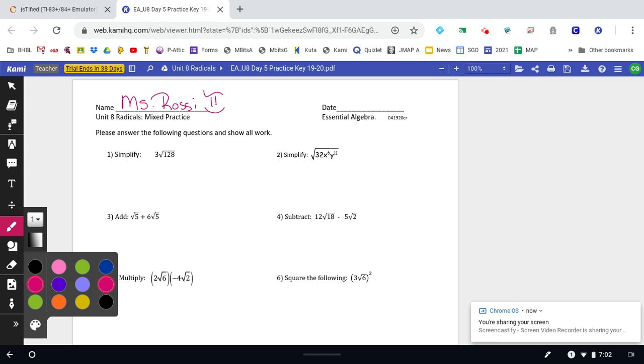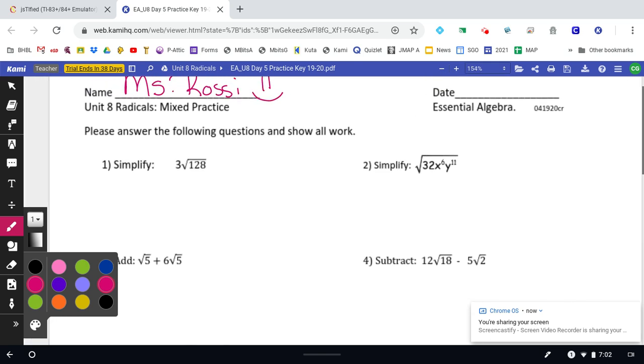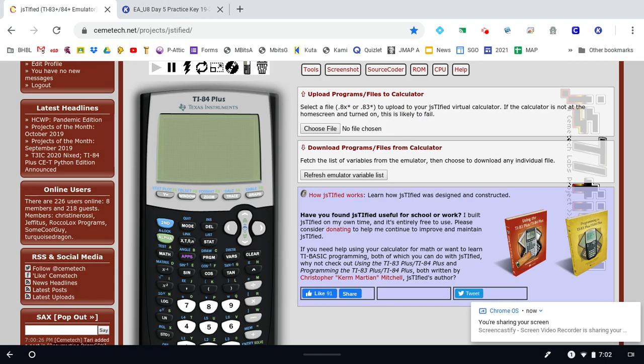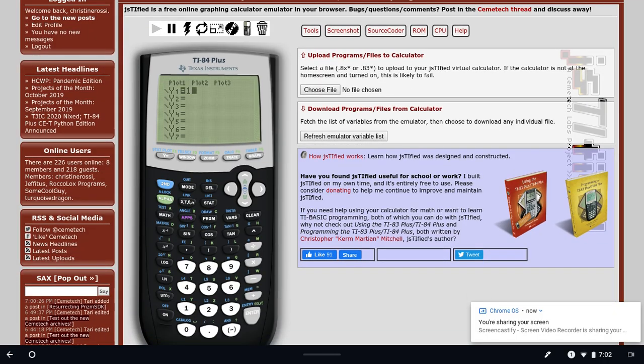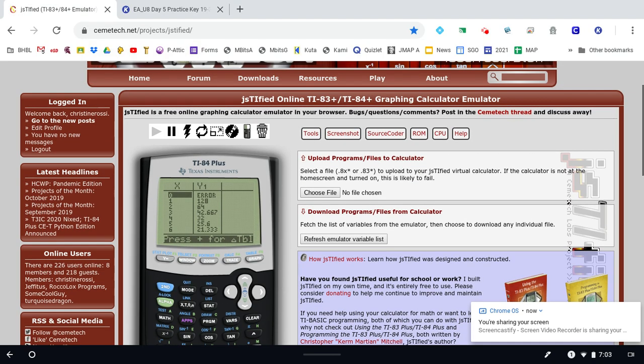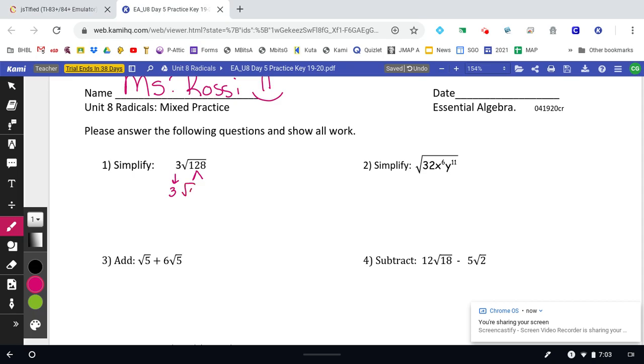So number 1, I want to simplify 3 radical 128. Remember that my 3 is going to come down, and I want to break down my radical 128. Now, if I'm not so great with simplifying radicals, I could go to y equals and do 128 divided by x. And when I go to my table, I'm looking for the biggest perfect square that goes into 128. So I see right there that 2 times 64. So this would be radical 64 times radical 2.